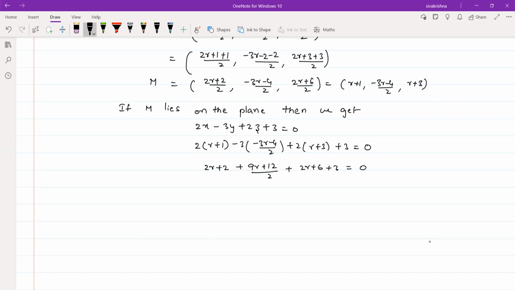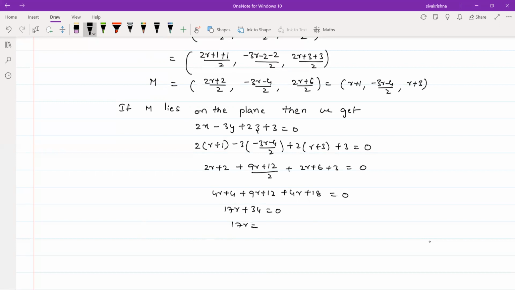If you take the LCM as 2, we get 4r plus 4 plus 9r plus 12 plus 4r, 6 plus 3 is 9, and 9 twos are 18, plus 18 is equal to 0. Taking the LCM to the RHS, it becomes 0. Finally, the r terms: 4r plus 4r is 8r, 8 plus 9 is 17, so 17r. Coming to the constants, 4 plus 12 is 16, 16 plus 18 is 34. So 34 is equal to 0.